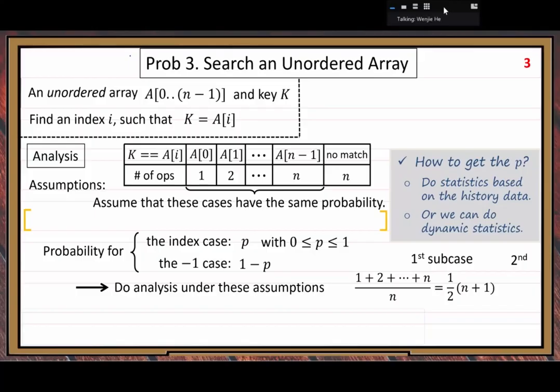But we also want to have the average case efficiency for the second subcase. What's that number? We need some number to represent the second subcase, and it should be an average number. What do you feel the average number should be?